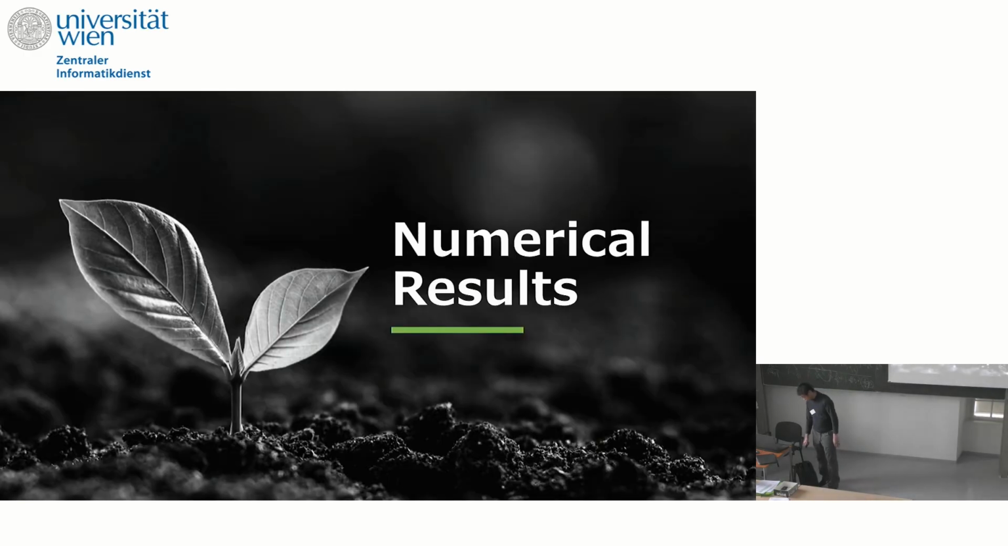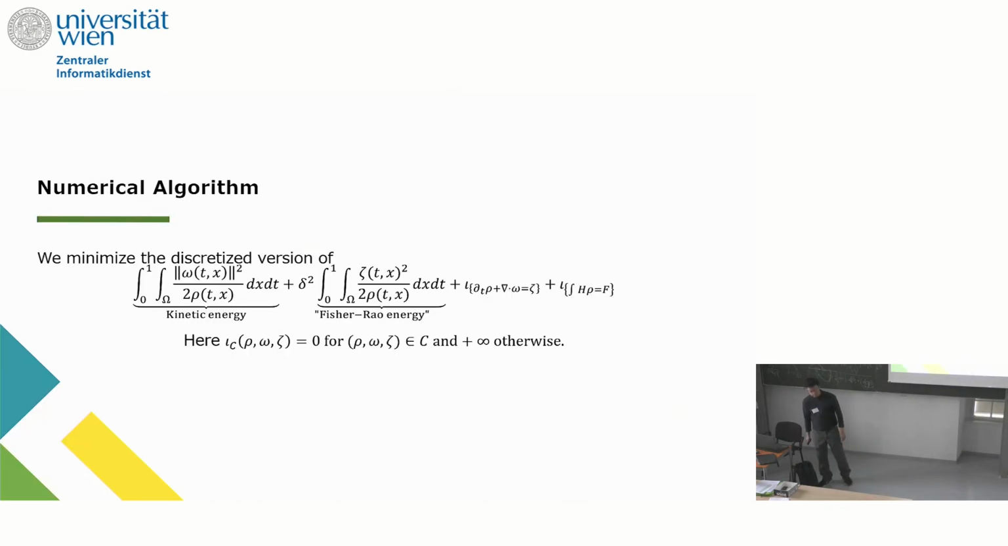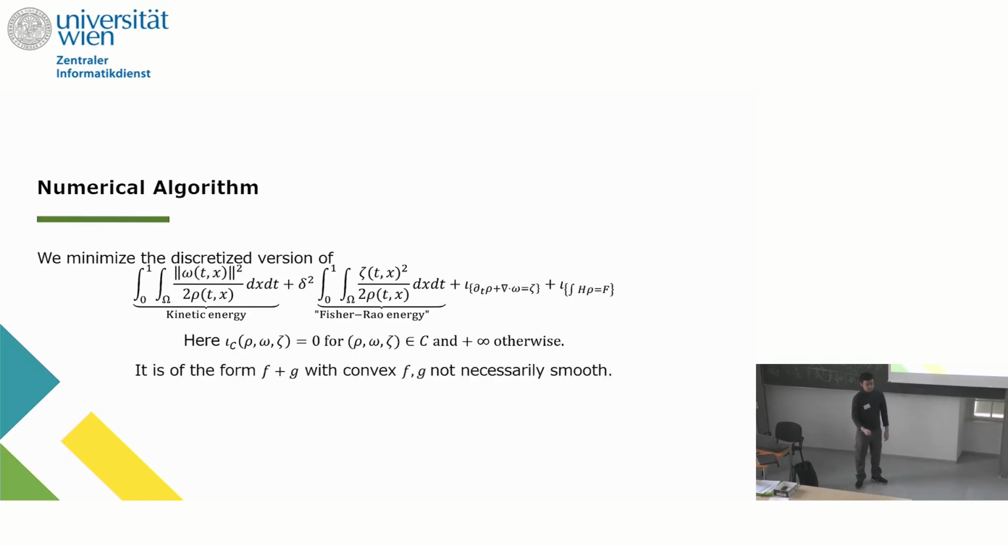Okay, now let's see the numerical results. First, the numerical algorithms. We want to minimize the discretized version of the sum of the energy plus the indicator for the constraints. Here iota is a function that is 0 on the constraint and plus infinity otherwise, so it's called the convex indicator. This can be seen as a sum of convex functions f and g that are not necessarily smooth. If it were smooth, gradient descent should work well, but it's not smooth.